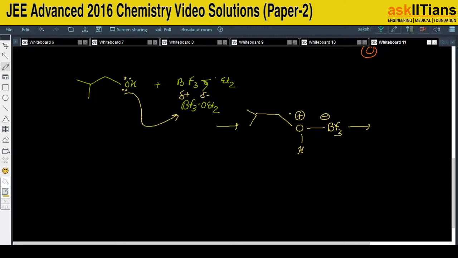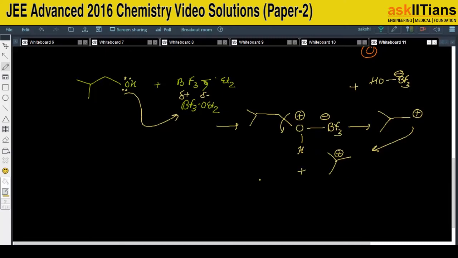This OH will leave the molecule, and as soon as this OH leaves the molecule, you will again get the formation of a carbocation, which will be a primary carbocation. Let me write it in detail. And the side products that you will have are OH and BF3 with a minus. Now this primary cation will get converted into a tertiary carbocation.